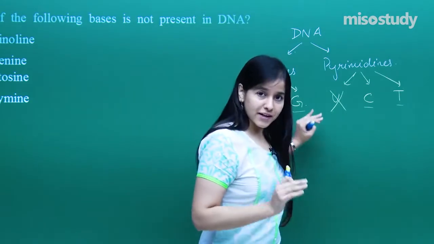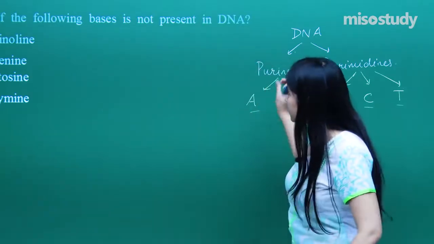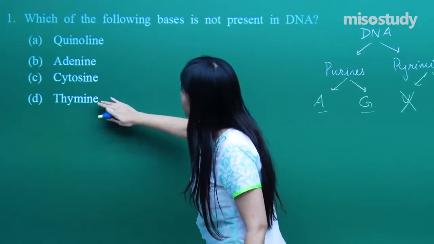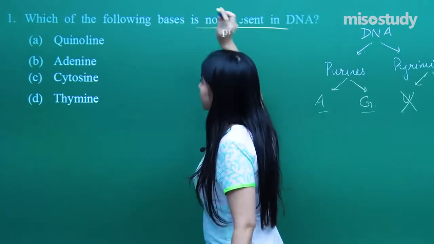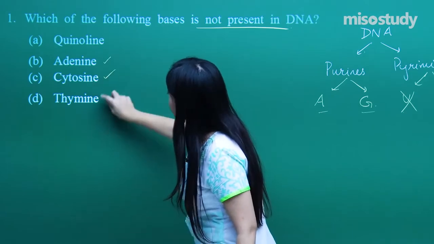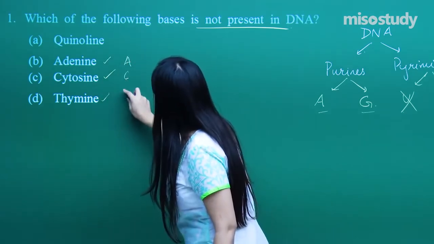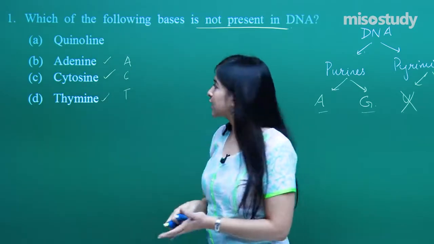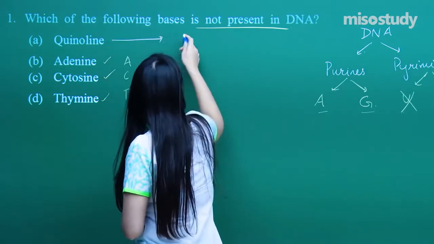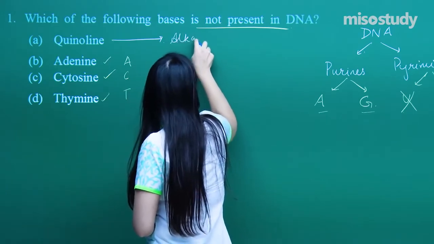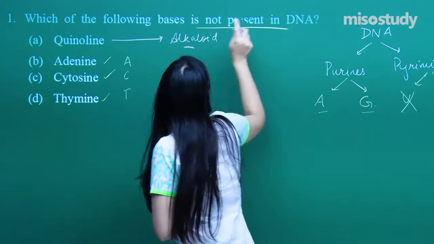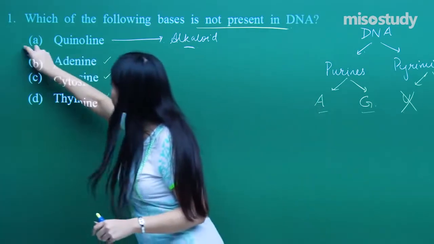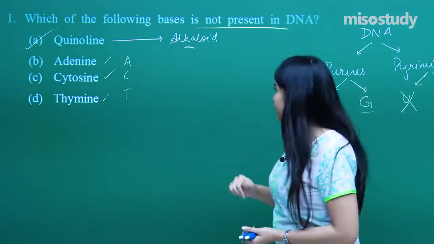So, as per our knowledge, can we correlate it with this question? Quinoline, adenine, cytosine, thymine, which is not present, they are asking. Adenine is there, cytosine is there and thymine is there, that means A, C, T. But quinoline is not a base but an alkaloid. It is not at all present in the DNA and has nothing to do with it. So, I hope everybody has got the answer, which is A. Let us move on to the next question.